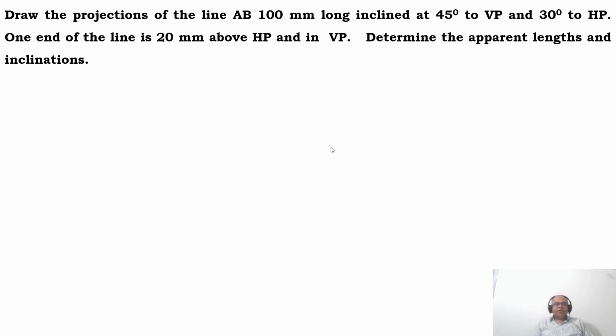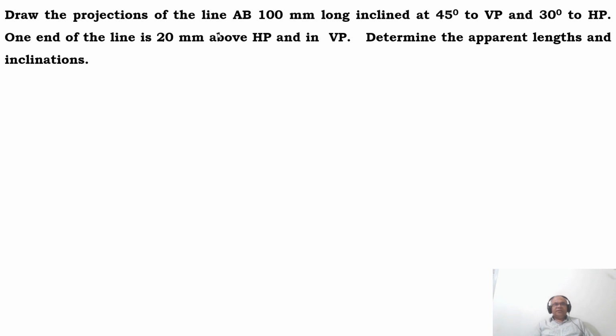Now, in this video, we're going to take up one more problem on the projections of lines. The problem reads as: draw the projections of the line AB 100 mm long, inclined at 45 degrees to VP and 30 degrees to HP. One end of the line is 20 mm above HP and in VP. Determine the apparent lengths and inclinations.